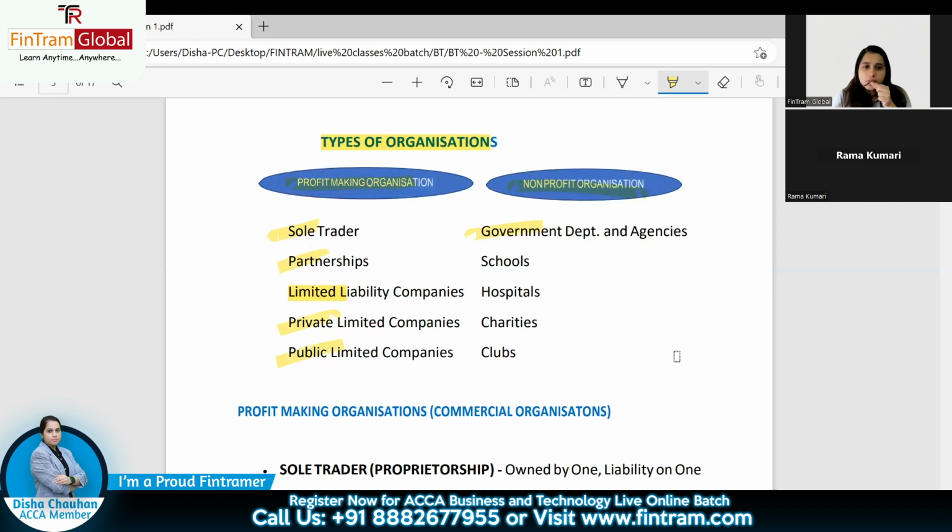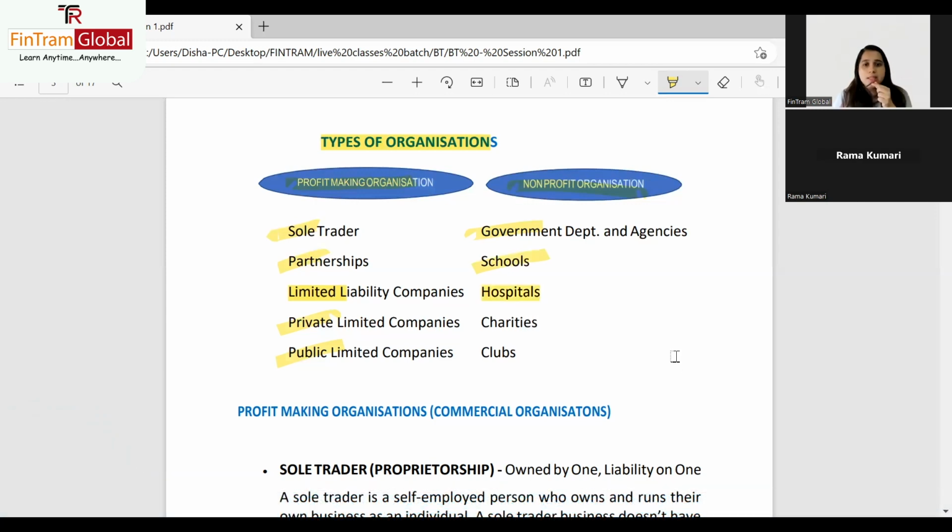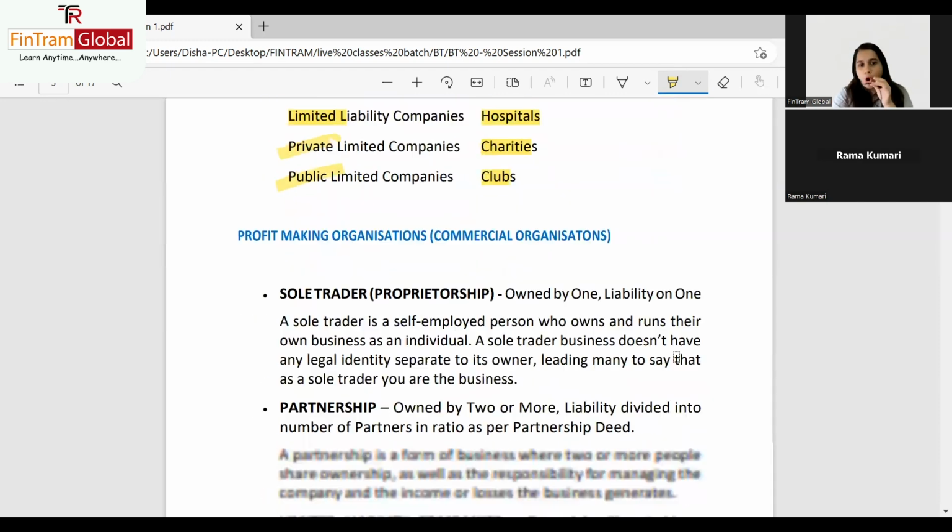Then we have schools, government schools, whose aim is of course not to make a profit, but to provide education to those students who probably can't afford to attend schools or pay fees. Then we have hospitals, various government hospitals, charities or clubs, all of whose aim is not going to be just profit as such.